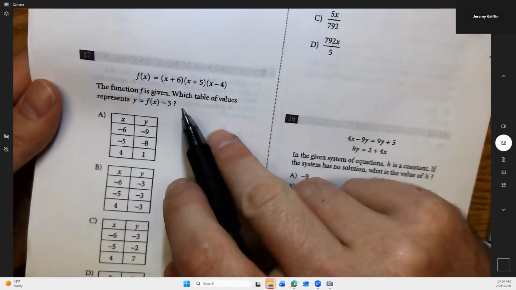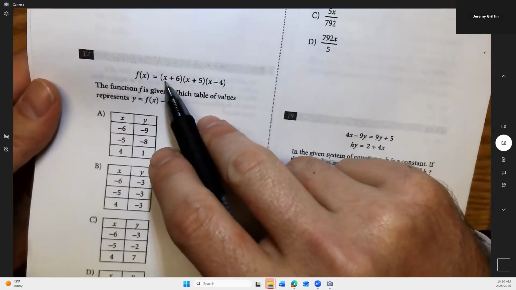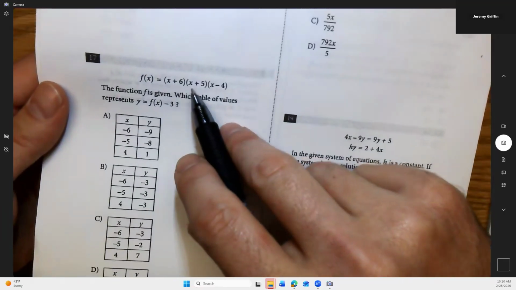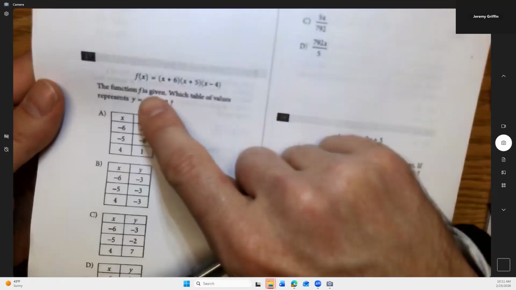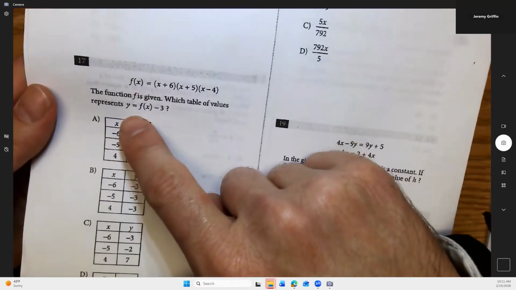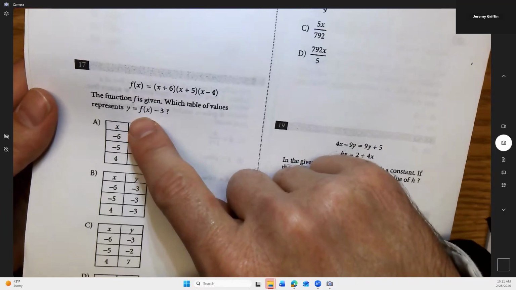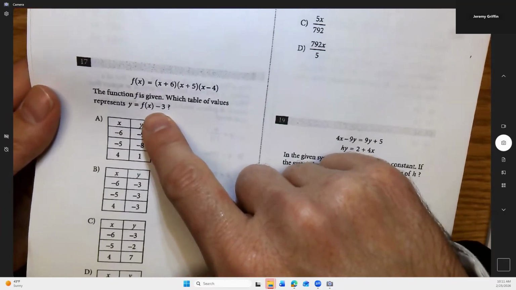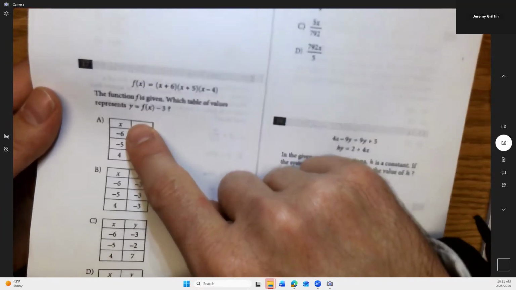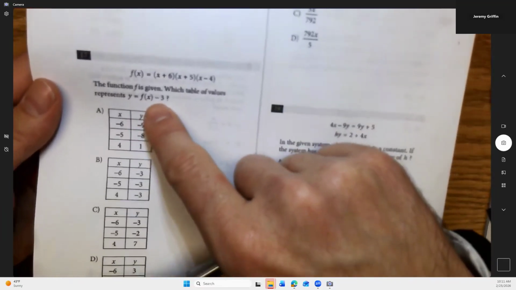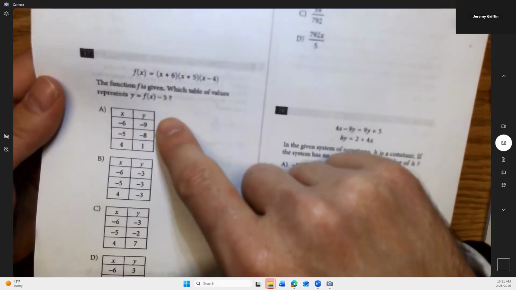Yes, they're all zeros. If you plug in -6 here, this becomes 0, so the whole thing is 0. Same thing for -5 here, same thing for 4 here. Now that's the original function f of x, right? Now, y is the original function, but down 3. If these x values are all zeros, and you just subtract 3, then what should you get for y?